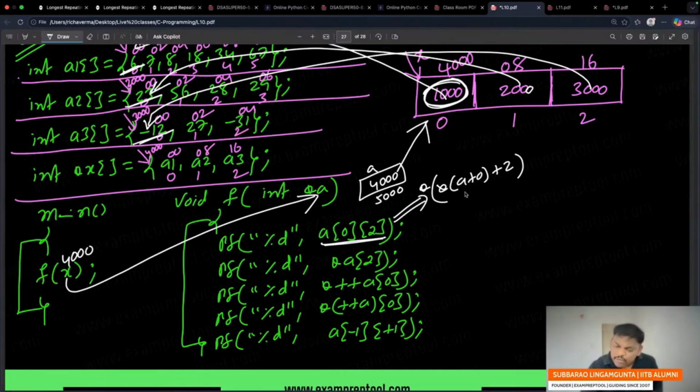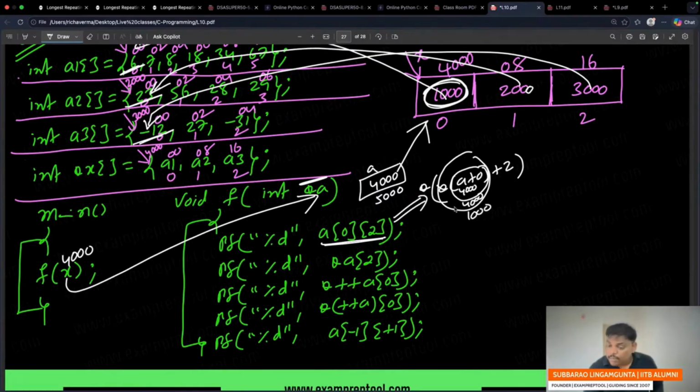Now listen everyone. The variable holds 1000. Remember, A is not an array, A is a variable. Star 1000 means the value inside 1000. Sorry, careful. A is 4000. I'm writing once again: A is 4000. 4000 plus 0 is 4000. Star 4000, if you observe clearly, is 1000.